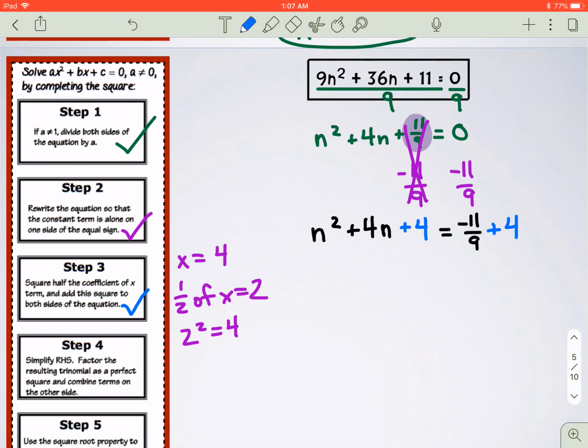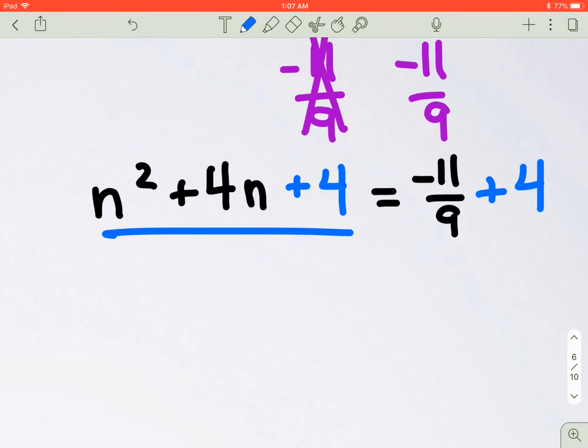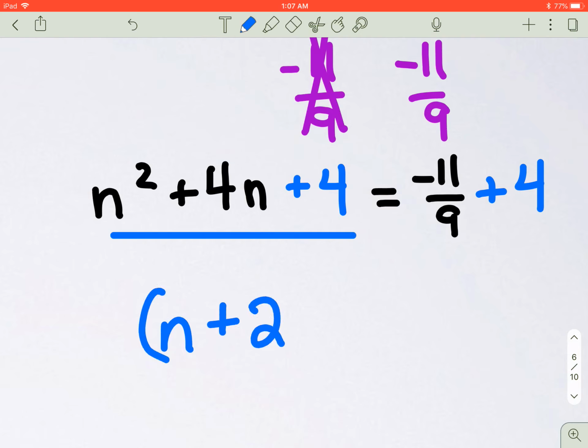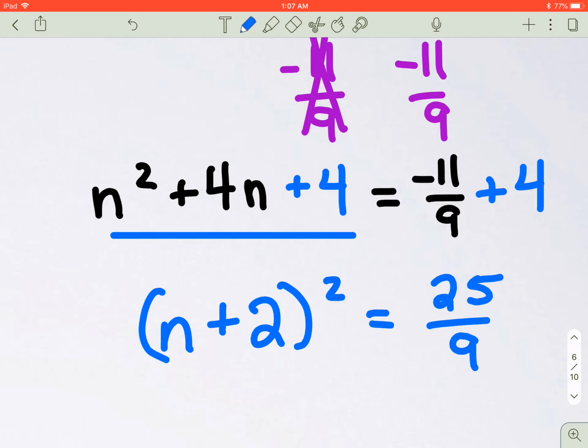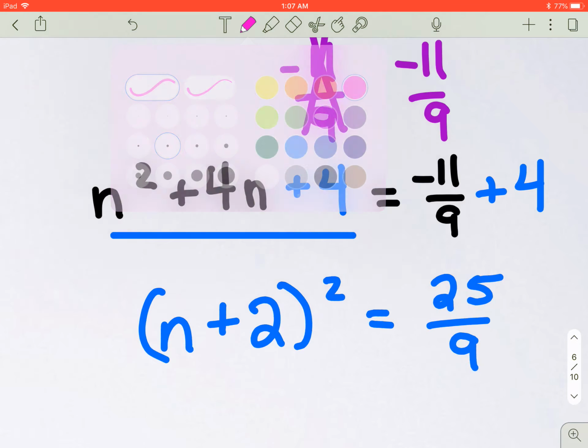Step 4 says factor the left-hand side using the perfect square trinomial rule and simplify the right-hand side. So if I zoom in, and remember when we factor this, we're going to use half of x, so that x equals 2 is going to help us out a lot here. So when I factor this, this is the exact same as n plus 2 squared equals, and negative 11 ninths plus 4 will give us 25 ninths.